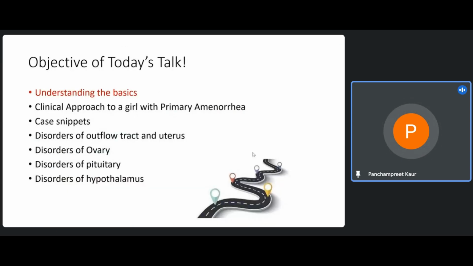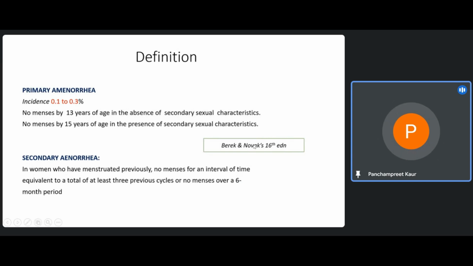The objective of today's talk will be understanding the basics, the clinical approach to a girl who comes with primary amenorrhea, a few case snippets, and compartment-wise classification. Primary amenorrhea has an incidence of 0.1 to 0.3%. It is specifically defined as no menses by the age of 13 years in absence of secondary sexual characters, or no menses by 15 years of age in presence of secondary sexual characters.